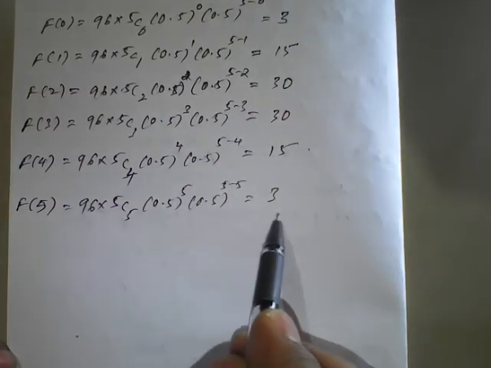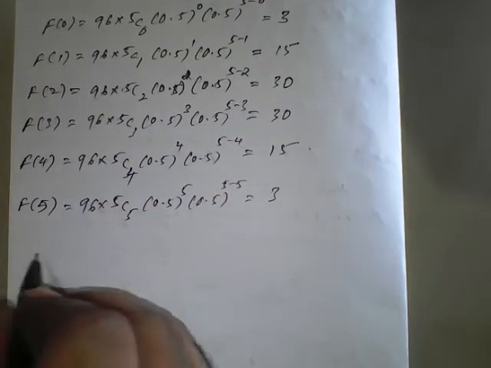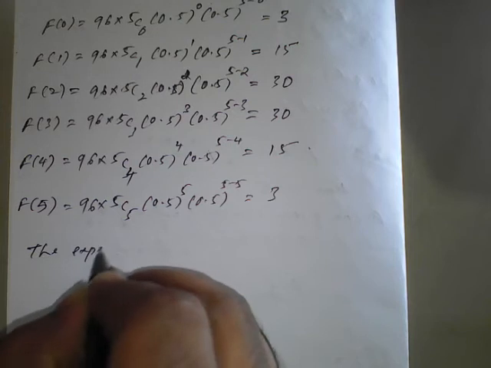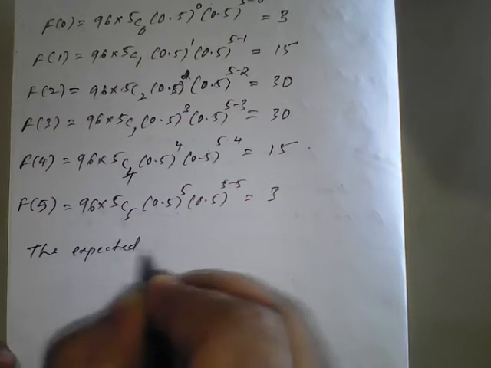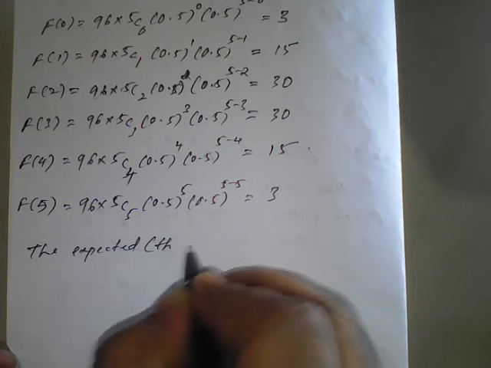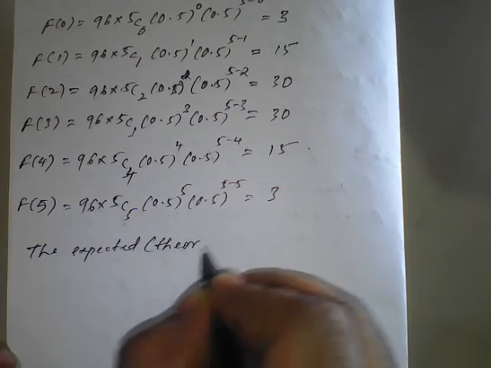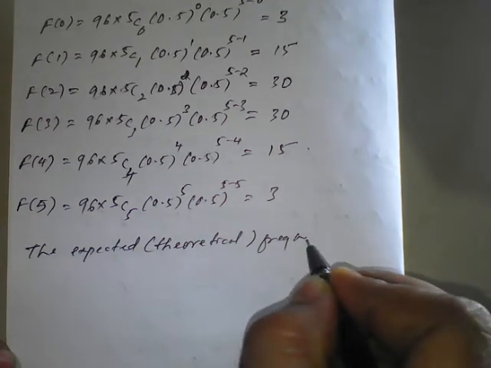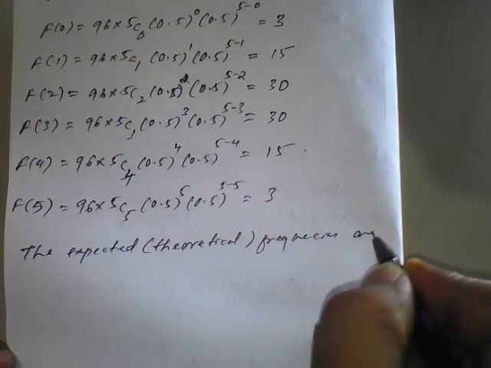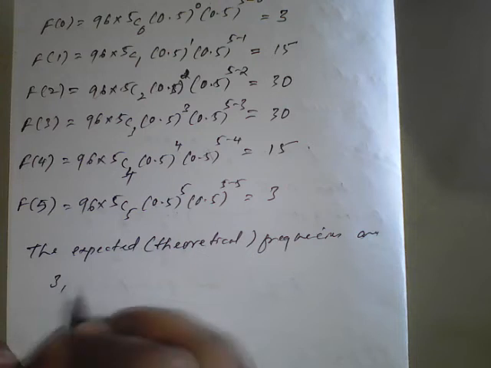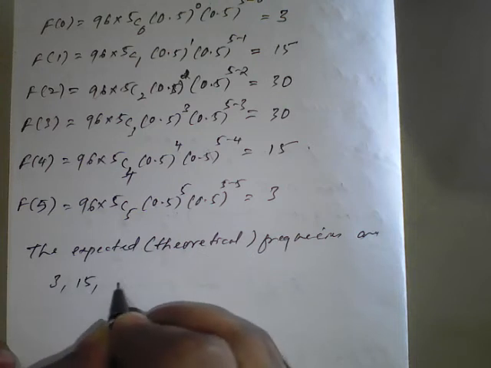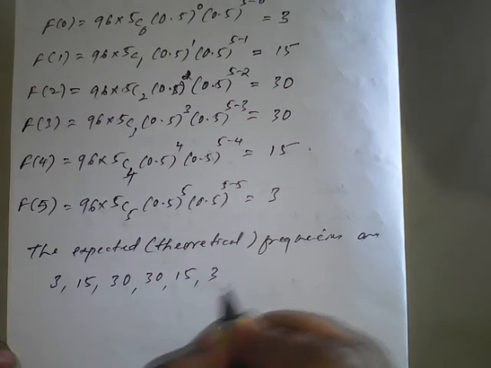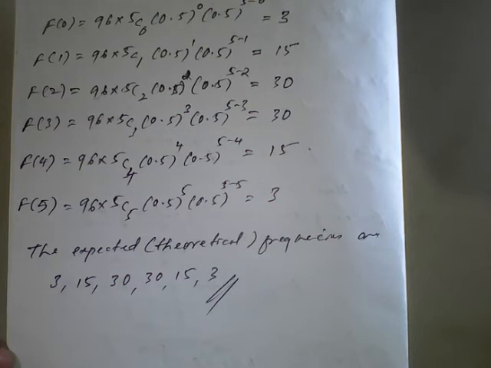These results are nothing but the theoretical frequencies. The expected, that is, theoretical frequencies are 3, 15, 30, 30, 15, 3. So this is the required solution here.